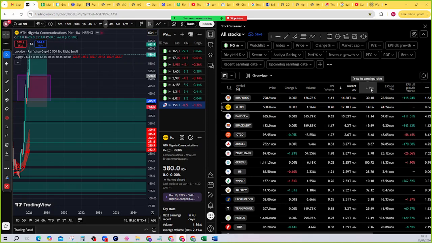Then what is their price per earnings? So price per earnings, how much are they making as earnings? So this is the PE ratio. Current price divided by earnings, 30. Meaning if you invest in this stock, if you pay this price, it will take you 30 years for them to make back this amount as earnings. That's what it means. So the lower the PE, the better for the company.